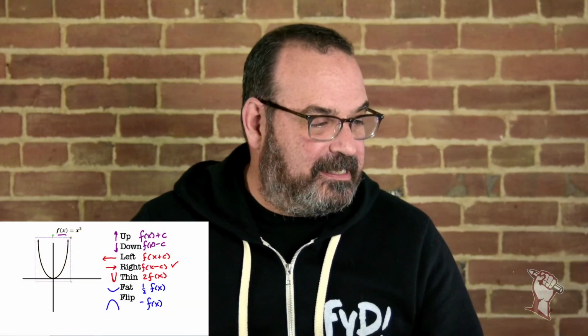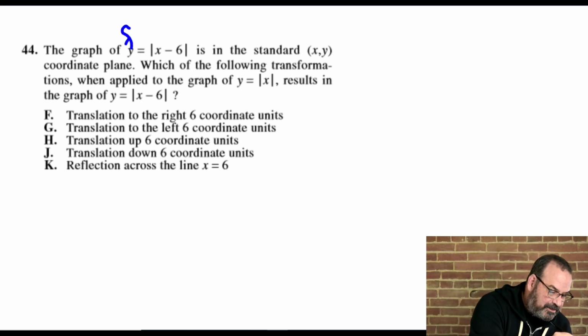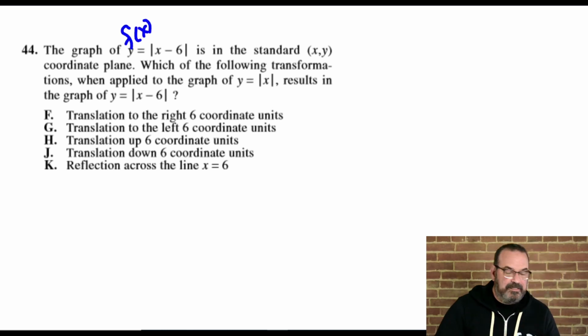That is translating a function. All of this is fair game. How does it show up? Let's take a look at a real ACT question that says the graph of the function y, because we could put f of x here, is equal to the absolute value of x minus 6 in the standard xy plane.